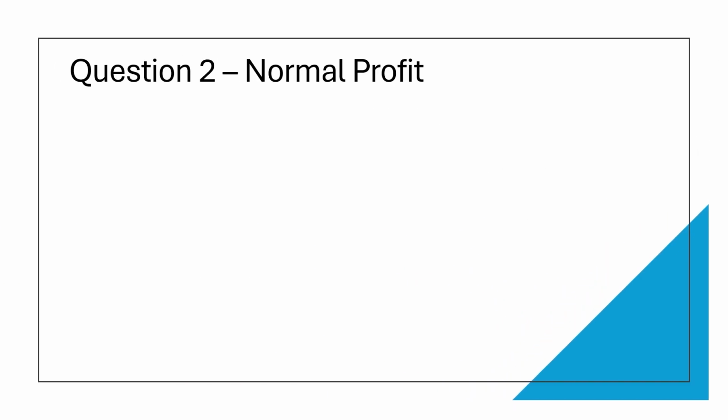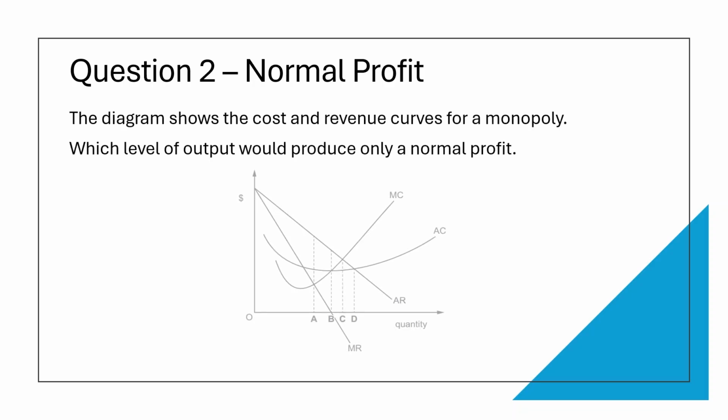Question 2 is based on normal profit. Let's first read the question. The diagram shows the cost and revenue curves for a monopoly. Which level of output would produce only a normal profit? Now this one is a very common exam trap. Normal profit sounds complicated, but actually it just means break even. So ask yourself, when is the firm just covering its costs? That is when your price equals average cost, which is average revenue should be equal to average cost.